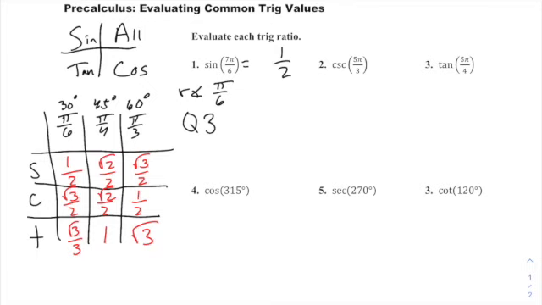But I'm in quadrant 3. So you just got to ask yourself, in quadrant 3, the only thing positive is tangent. So my answer is negative. The reference angle will tell you the basic ratio, and the quadrant tells you whether to make it positive or negative. That's it. Those are the only 2 things you need.